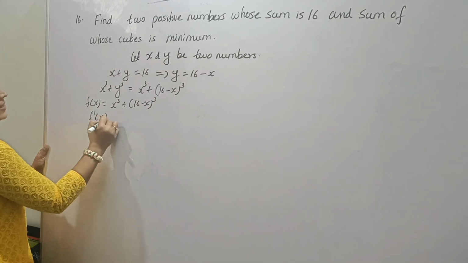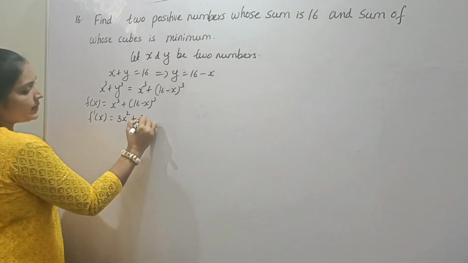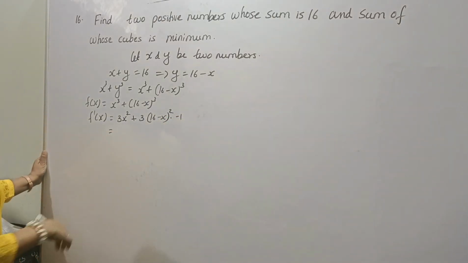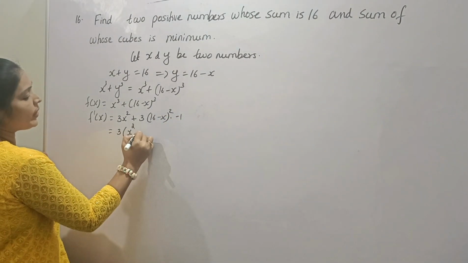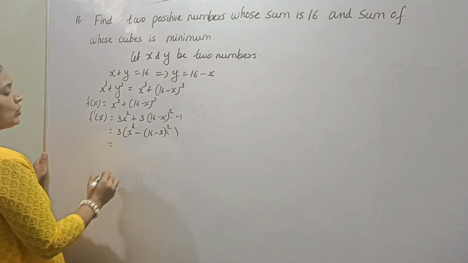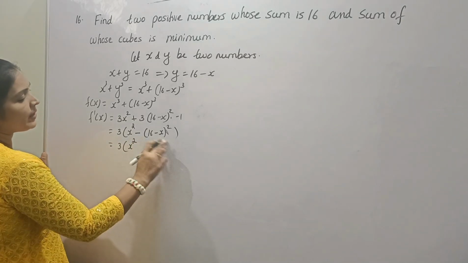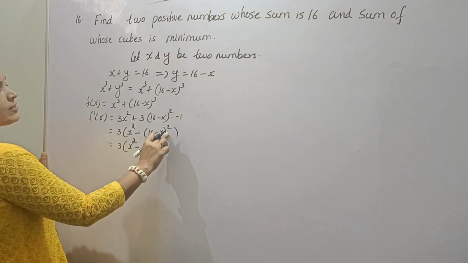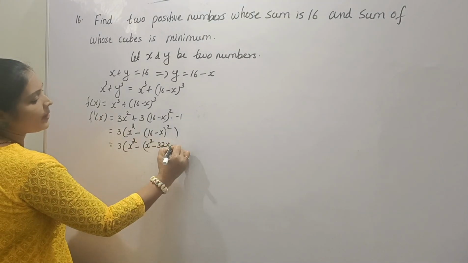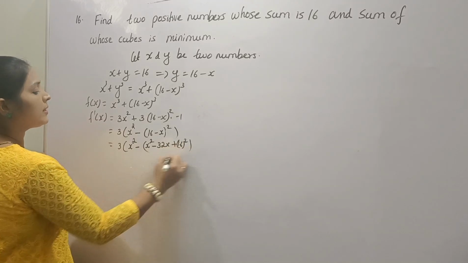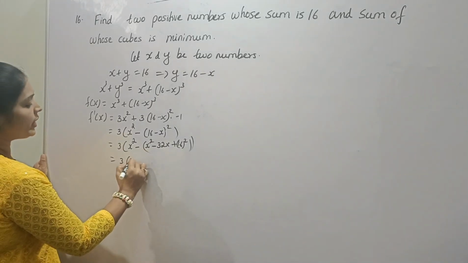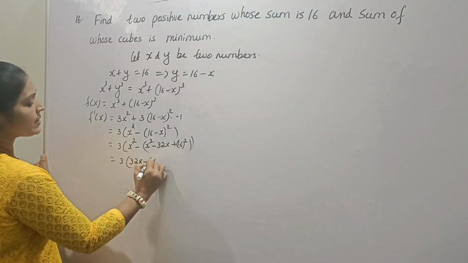Then find f dash of x: 3x square plus 3 into 16 minus x whole square into minus 1. Here 3 is common, let's take it out. 3 into x square minus 16 minus x whole square. That is equal to 3 into x square, here minus of 16 minus x whole square is x square minus 32x plus 16 square. That is equal to 3 into x square minus x square cancelled, so 32x minus 16 square.